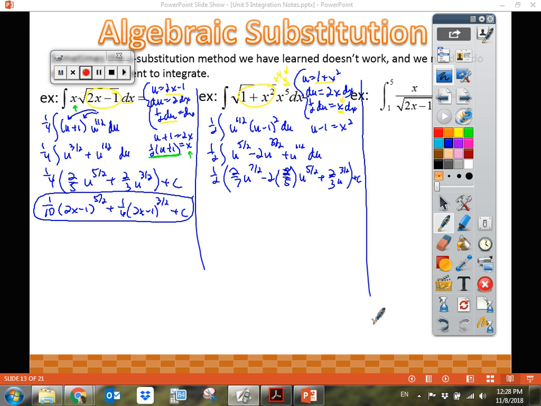All right, so we're just going to do a couple things at once. I'm going to distribute this 1/2, and I'm going to put this u, the 1 plus x squared, back in. We're going to do all of that at once, and probably have to use more than one line. That's okay. So I get 1/7 times 1 plus x squared to the 7/2, minus, and multiply all that together, I get 2/5 times 1 plus x squared to the 5/2, plus then we get 1/3 times 1 plus x squared to the 3/2, plus c. And we got our plus c. Okay, so that is our second algebraic substitution.